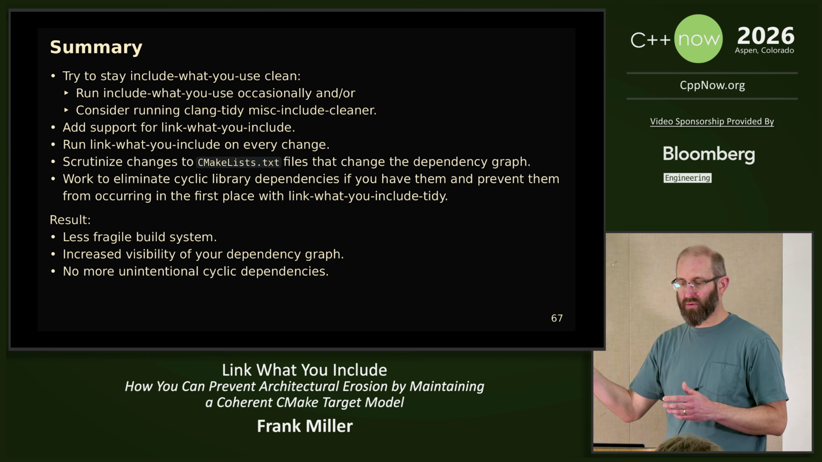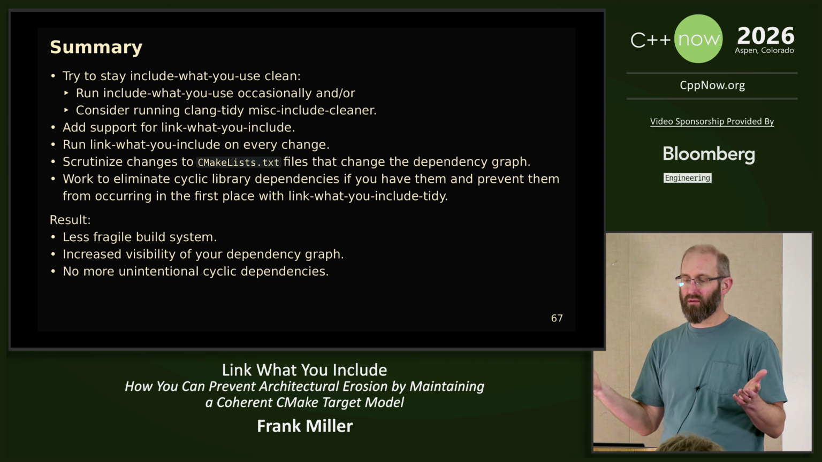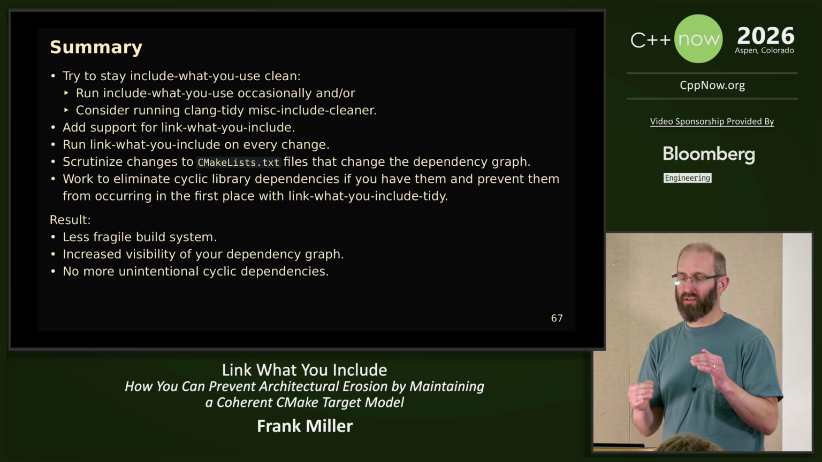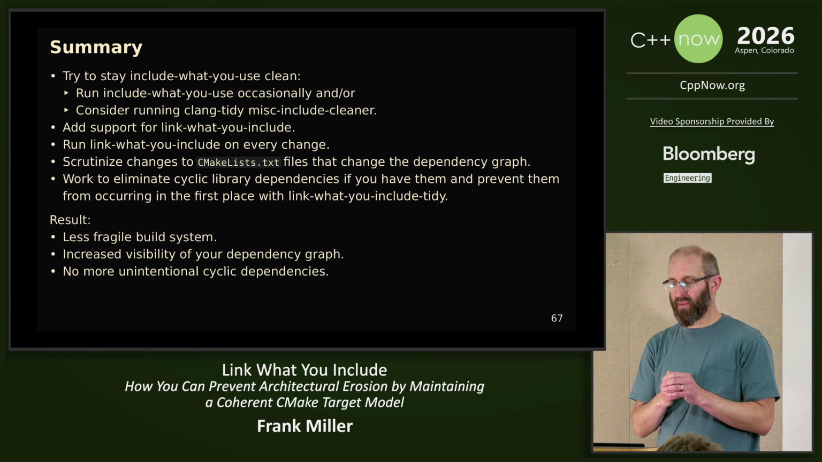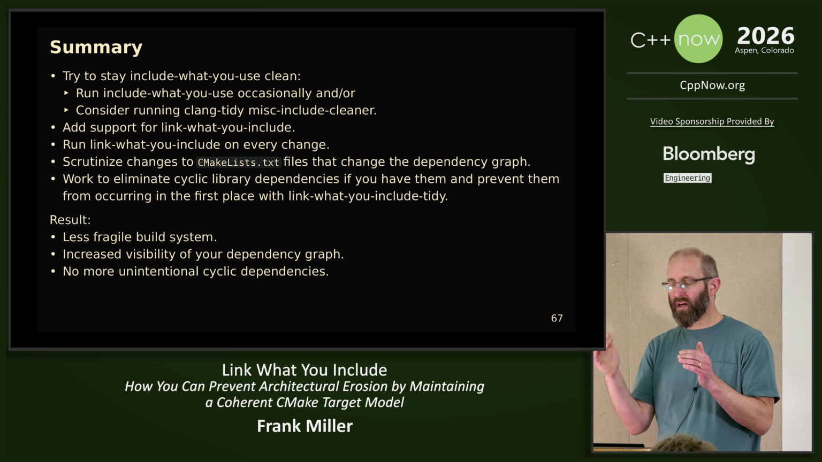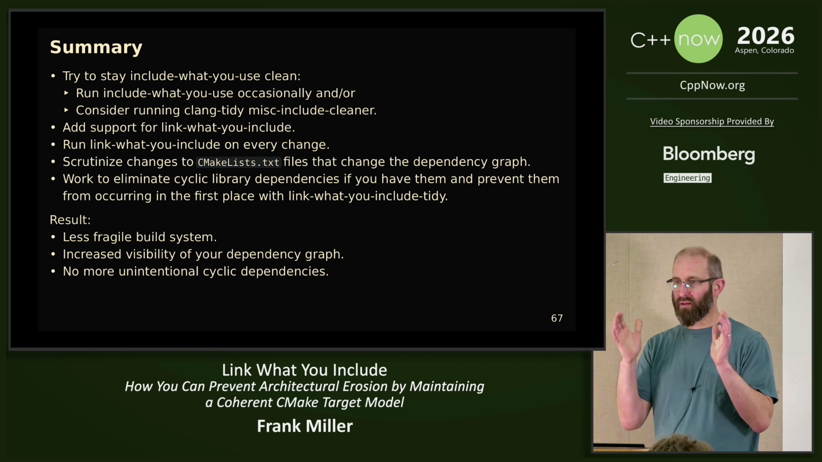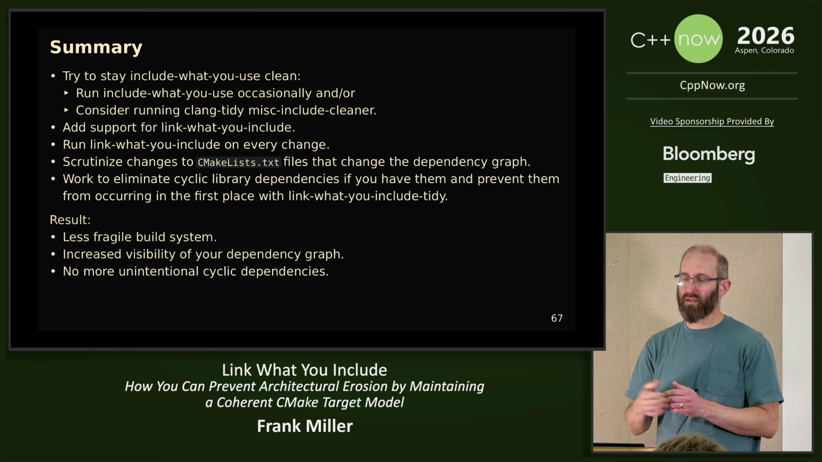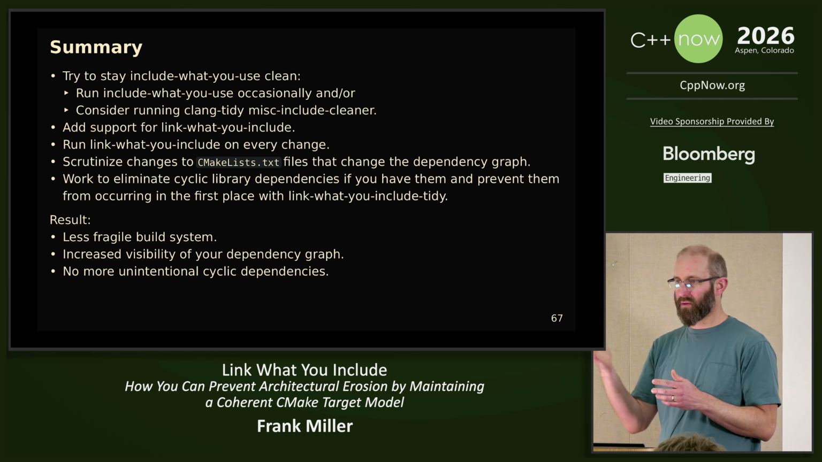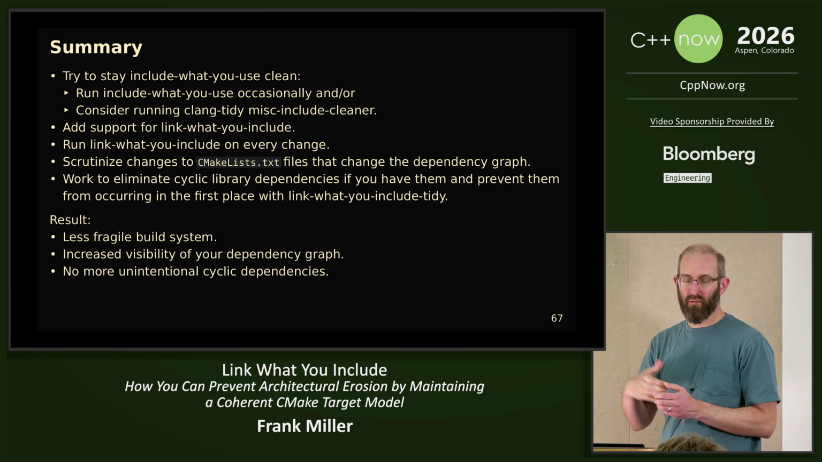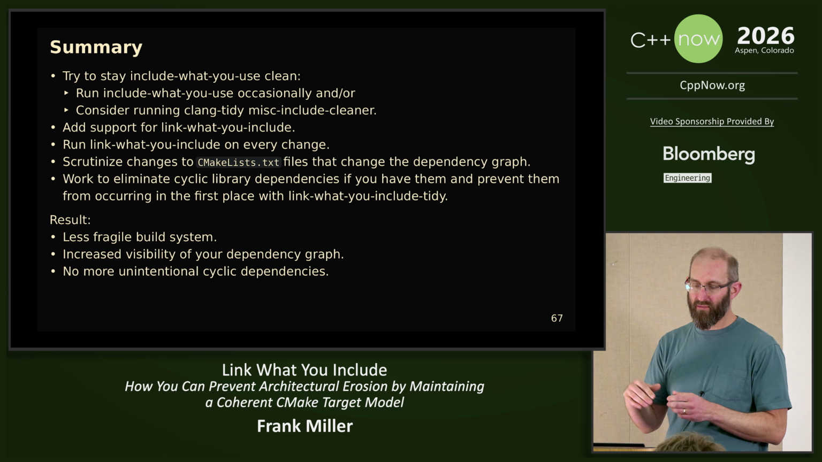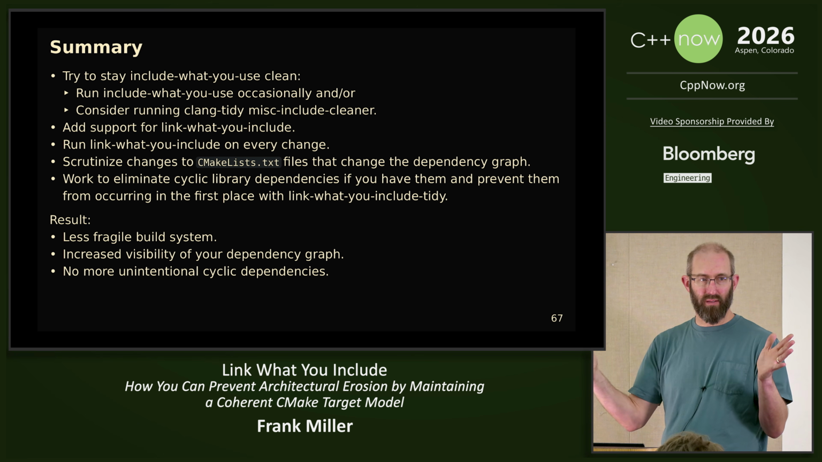Add support for link what you include, and then run it on every change. Scrutinize changes to the CMake lists that cause a change to your dependency graph. That's going to increase your visibility of your dependency graph. And then work to eliminate cyclic library dependencies if you have them, and prevent them from occurring in the first place with linked with include tidy. If you do all that, the result is a less fragile build system, increased visibility of your dependency graph, and no more unintentional cyclic dependencies.